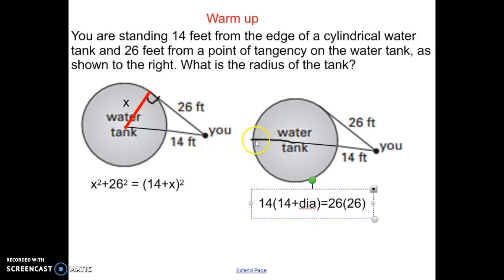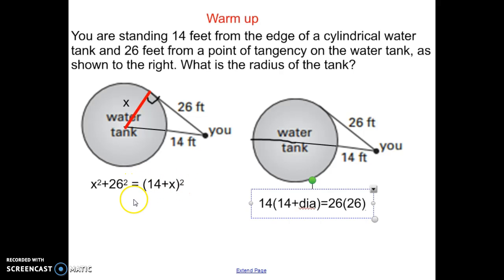In the second one, you're solving for the diameter. So if you want the radius at the end, you just divide by 2. Here, x is the radius, so when you solve this, you're already finding the radius. So the radius should be the same no matter which way you solved it. You just have to make sure what your variables are.